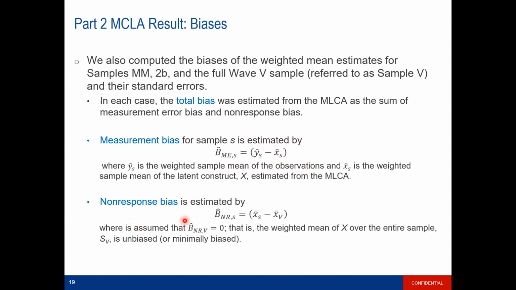And for non-response bias, then we compared the X weighted estimates of the X values among the wave 5. So this is for the mixed mode sample, and then compared it with the 4 sample, or the X values for the sample 2B, then divided by the 4 sample in order to study the non-response bias.